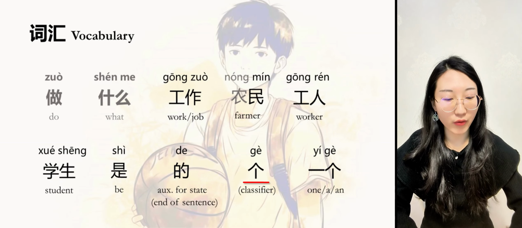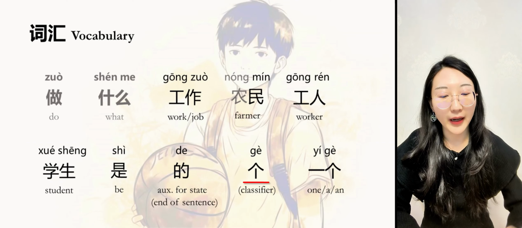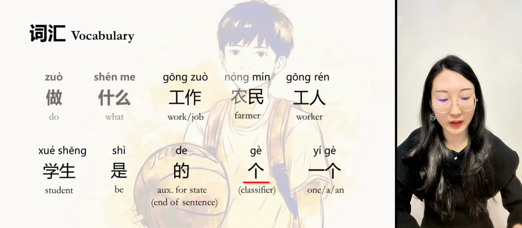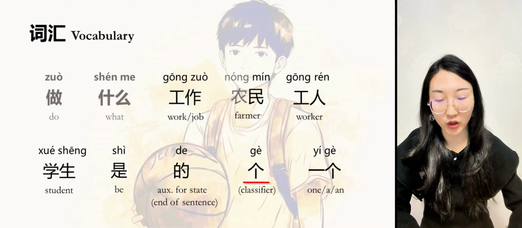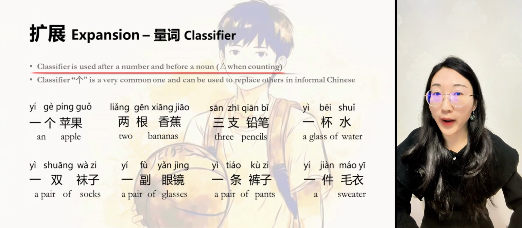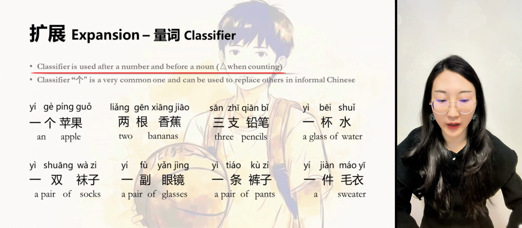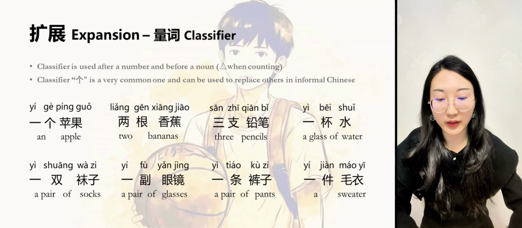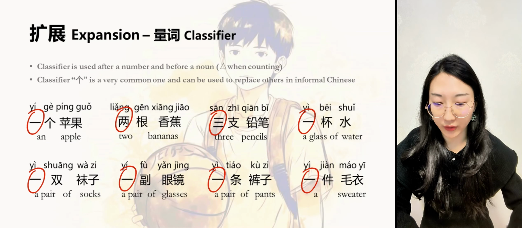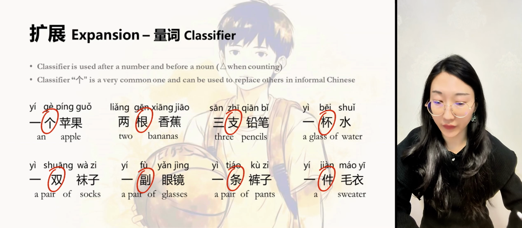As you can see, I write classifier as the meaning of these words, but actually it's not its meaning. It's a type of word in Chinese, just like noun, pronoun, verb. Classifier is a type of word in Chinese. So what exactly is a classifier and how do we use it? Well, a classifier is used after a number and before a noun, especially when counting. As you can see in the examples below, the first character of these words is a number, and the second character is a classifier.